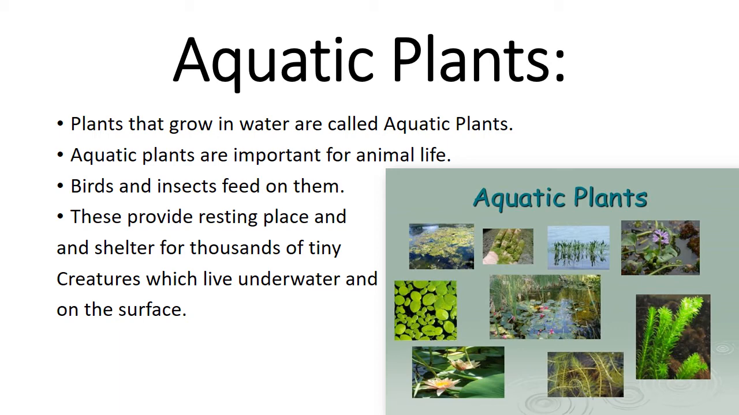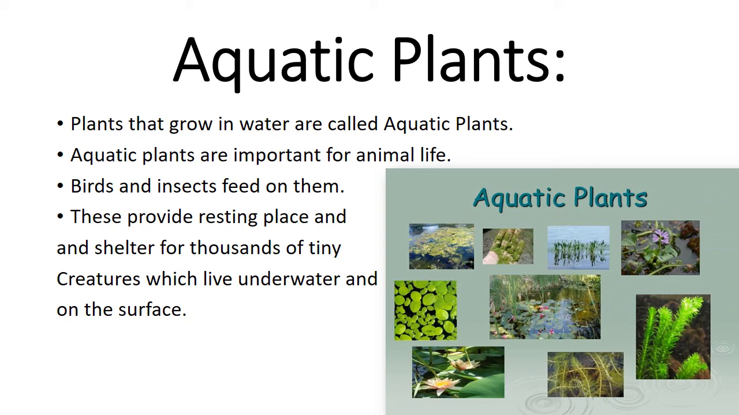So basically all the plants that grow inside water or are present on the surface of the water, like in your book you have examples of different algae and water lilies, and you can also see some of the examples over here in the picture. These are all known as aquatic plants because aqua is a word that means water. So every plant that grows in water is known as an aquatic plant.